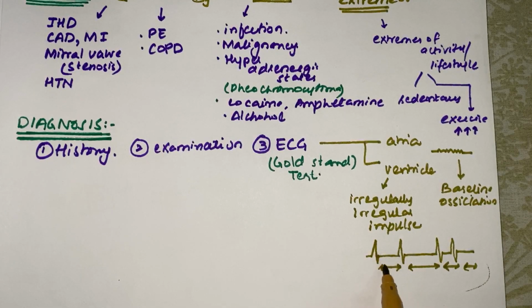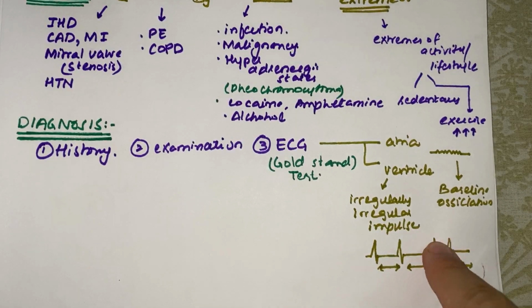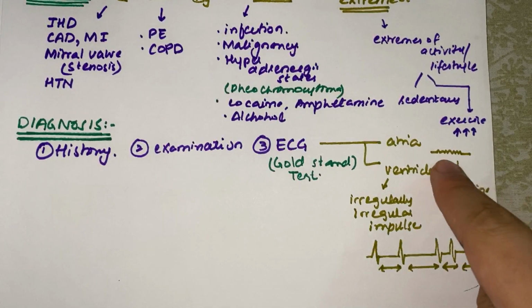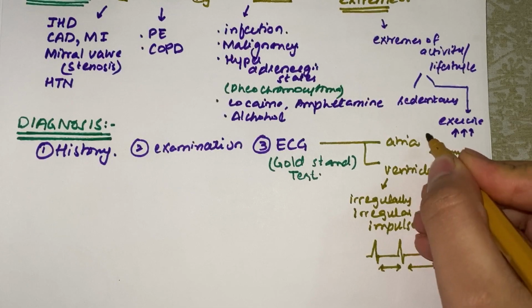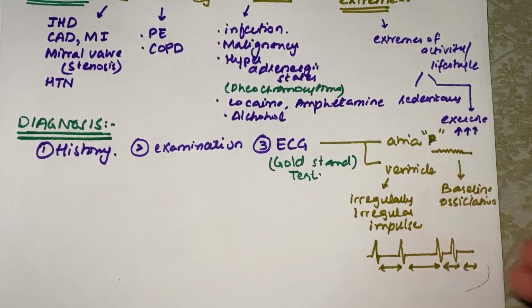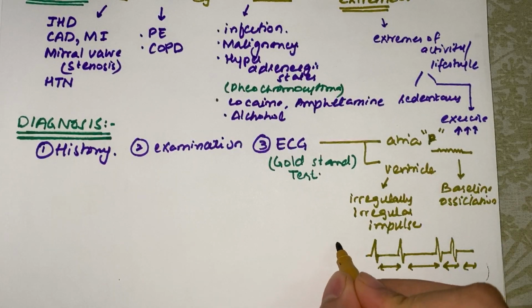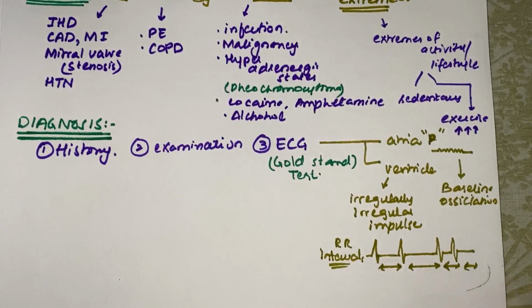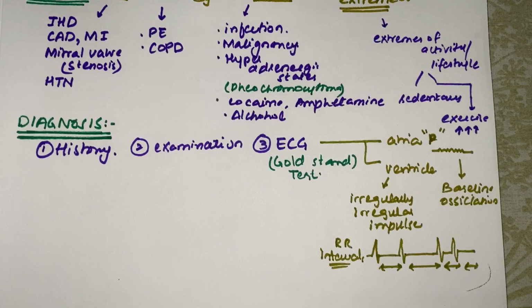The RR intervals mean the heart rate is changing at an irregular interval. So this is the irregular impulse that is seen on ECG. In the P waves, we see these baseline oscillations, and these are the RR intervals on the ECG. So these are the changes which are seen on ECG.